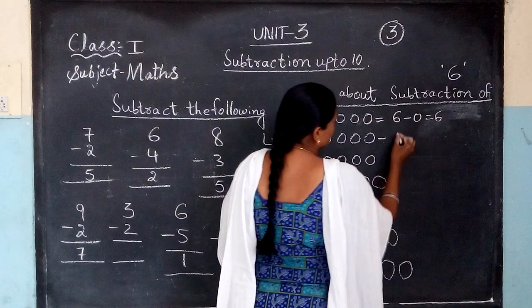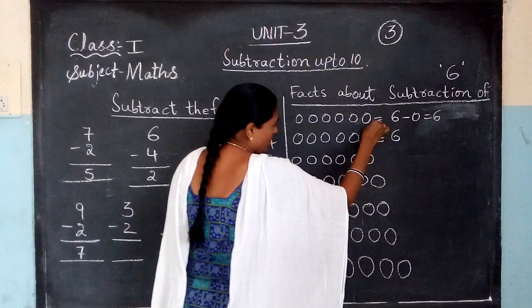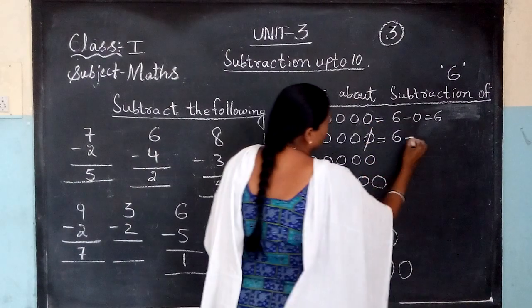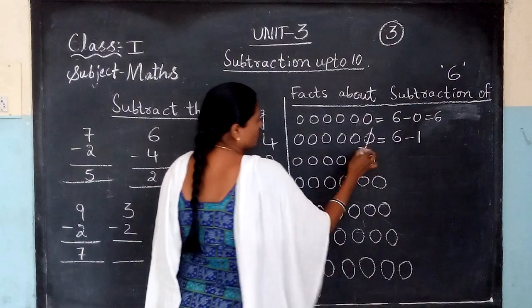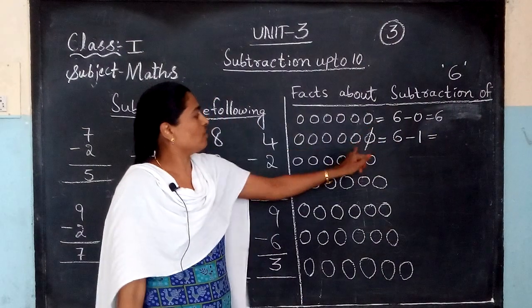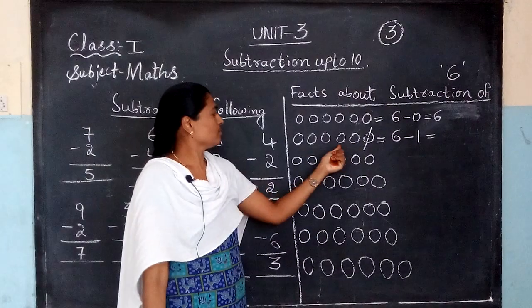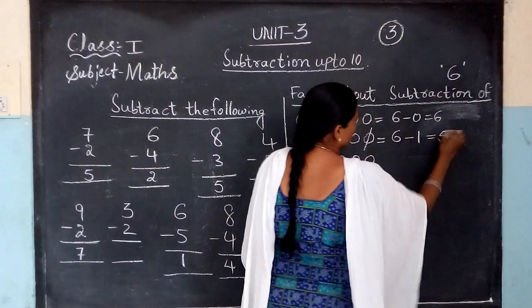Next, here how many circles are there? Yes, you know that, 6. Again, from 6 you cut off 1. Minus 1. From 6, if you take away 1, what will you get? Count how many are there. Leaving this, you count the remaining: 1, 2, 3, 4, 5. Yes, what did you get? 5.